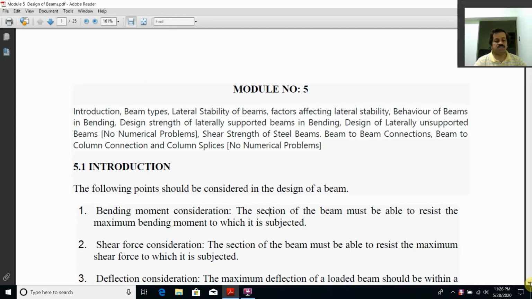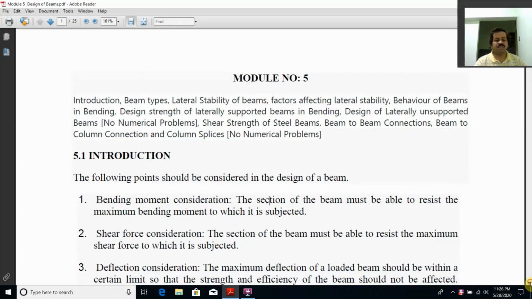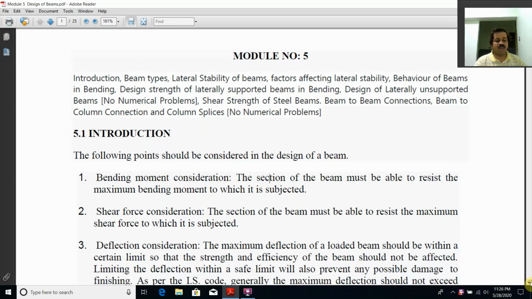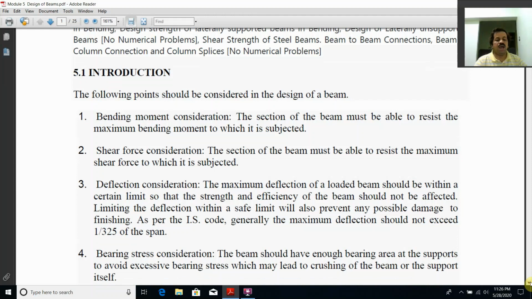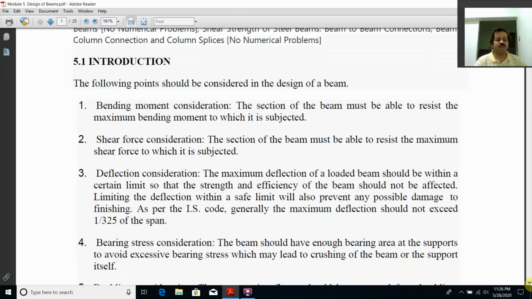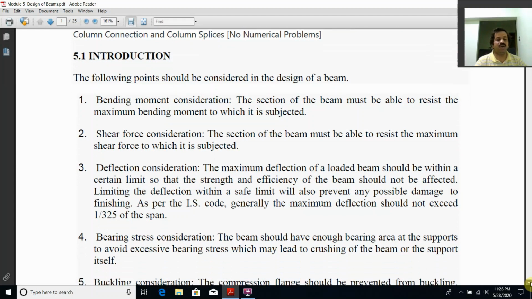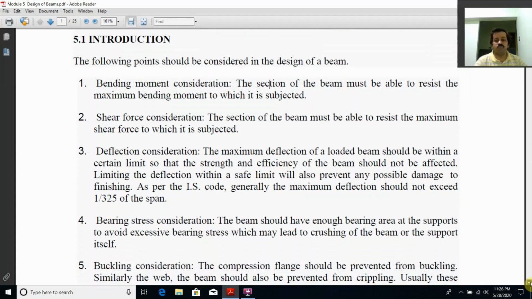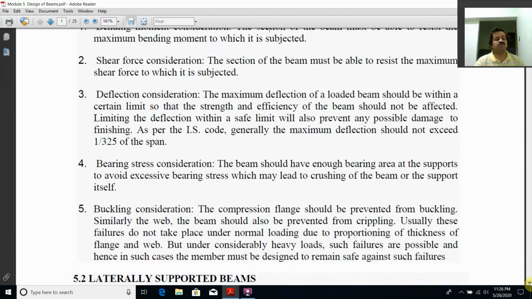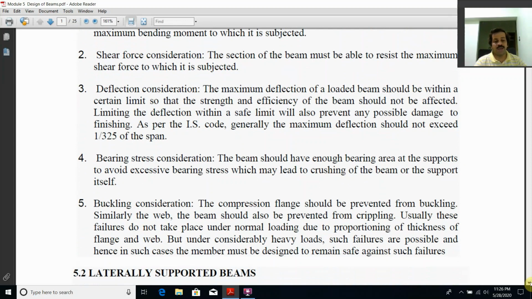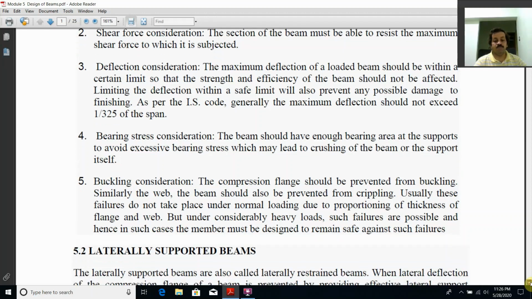Hence, whenever we discuss a beam, we analyze the beam for bending moment, we analyze for shear force, and we analyze for deflection. After analyzing, the beam should not fail in bending, should not fail in shear, and should not deflect excessively. So hence we design for that. We check for bending strength, check for shear strength, and check for deflection. Later, as we are going to design an I section beam, we check for web buckling, as well as web crippling, which we'll be discussing later.